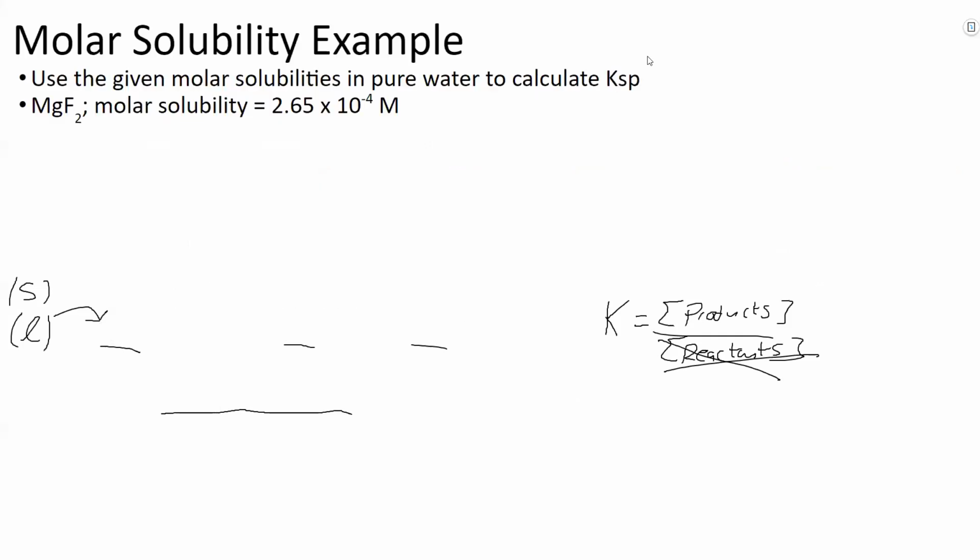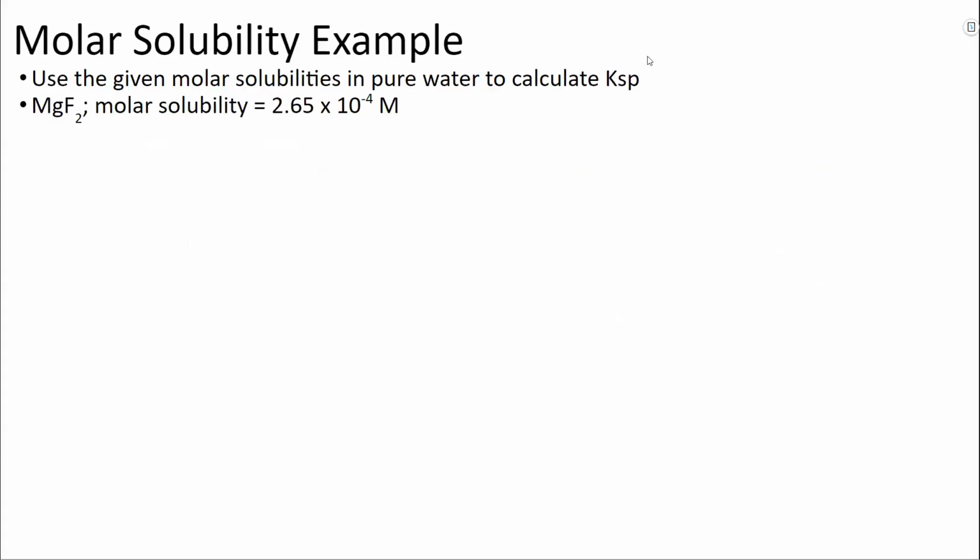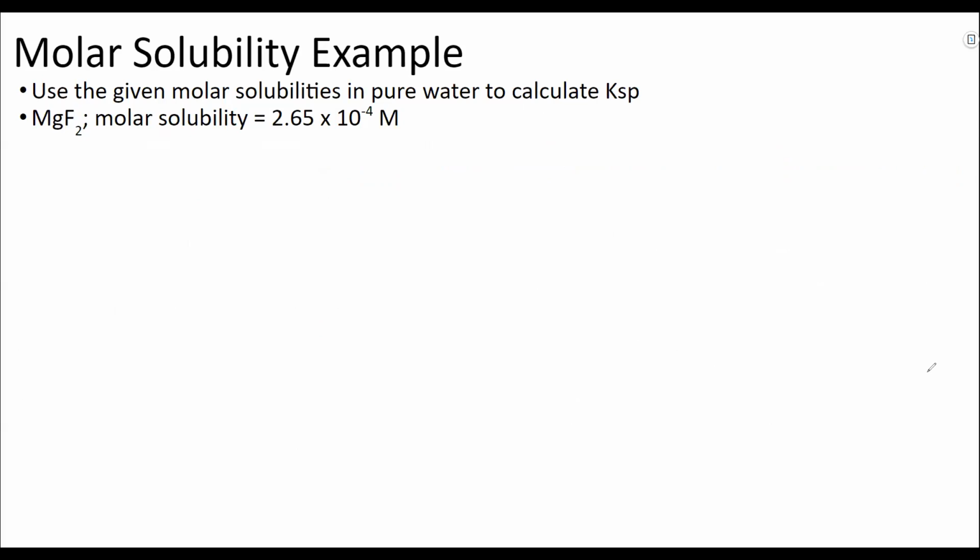So let me erase my annotations here. Use the given molar solubilities in pure water to calculate KSP. So magnesium fluoride has a molar solubility of 2.65 times 10 to the minus 4. All right, so the first thing we want to do in any chemistry problem is write down the reaction. MgF2 solid goes to Mg2+ aqueous plus 2F- aqueous.